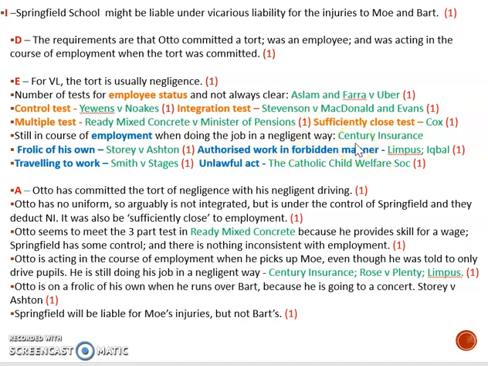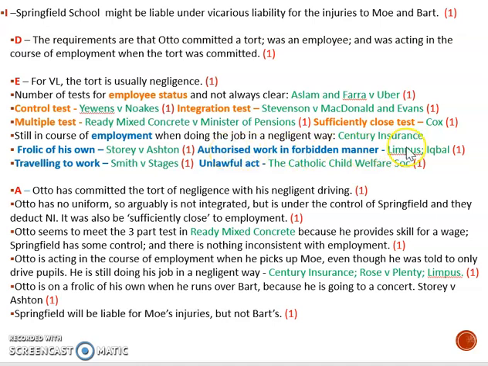So that was where a guy was filling his petrol tank with petrol, which was part of his job, but he was smoking at the time. Obviously, that's a very negligent thing to do. He shouldn't have been smoking, but just because he shouldn't have been doing it didn't mean that his employers were not responsible. I'd be talking about frolic of their own, authorised work in a forbidden manner.